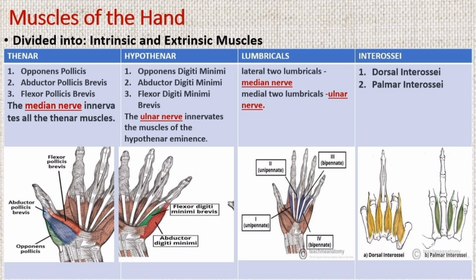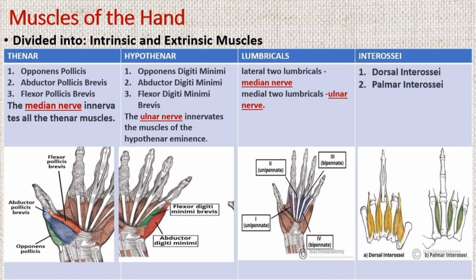Dorsal interossae. The most superficial of all dorsal muscles, these can be palpated on the dorsum of the hand. There are 4 dorsal interossae muscles. Attachments. Each interosseous originates from the lateral and medial surfaces of the metacarpals. They attach into the extensor hood and proximal phalanx of each finger. Actions. Abduction of the digits. Assists in flexion at the metacarpophalangeal joints and extension at the interphalangeal joints. Innervation. Ulnar nerve.